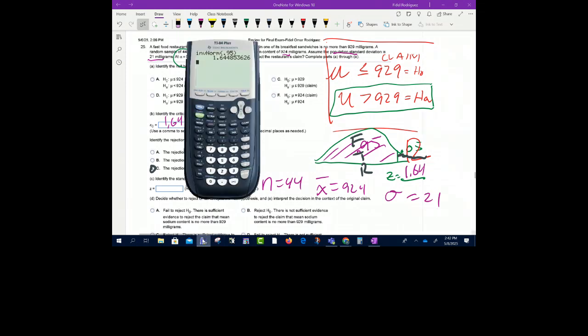So look, y'all, I'm going to come back to my calculator. I'm going to clear everything out. I'm going to go to stat, scroll over to test. We, my friends, are doing our Z test, right? So let's come back here. We're going to enter in our stats. What's my mu? My mu was 929, right? Boom. What is my sigma? Oh, 21. Why? Because I wrote it down, right? What's my x bar? 924. What is my n in this case? Oh, look, it's 44.